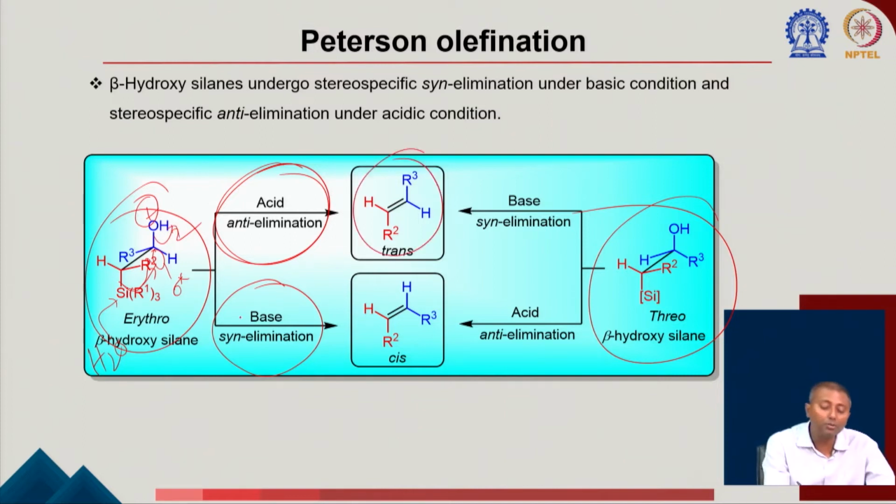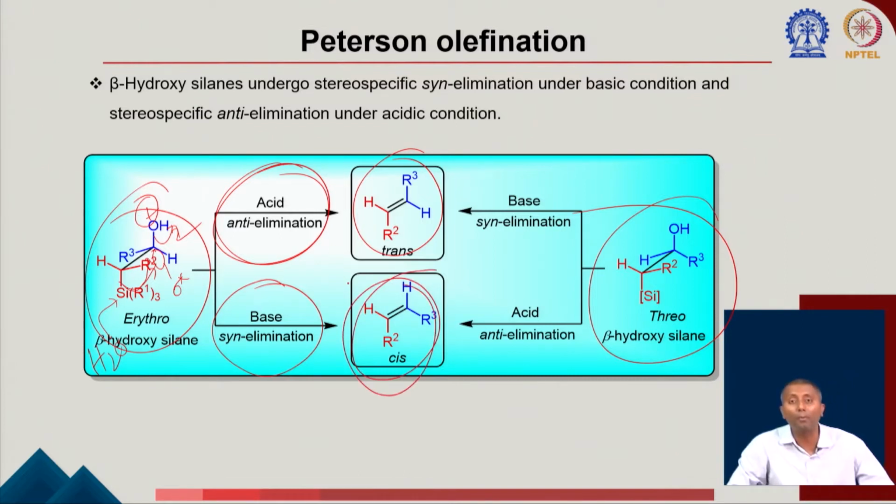In case of base, what is going to happen? In case of base, we know that generally we are not going to end up with the corresponding silanol. There will be this O minus after the addition to the aldehyde. The O minus can attack the silicon from the same side. Okay, formation of the corresponding carbanion, and then formation of the double bond. So that will end up forming the cis. So this reaction is stereospecific. So this was not a problem. The problem is the generation of threo or erythro.